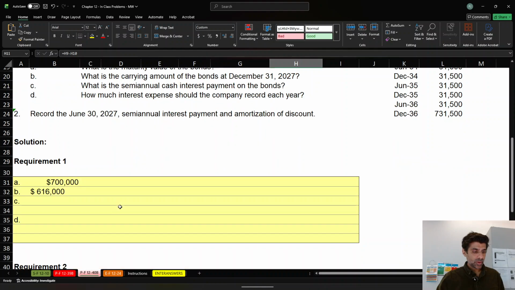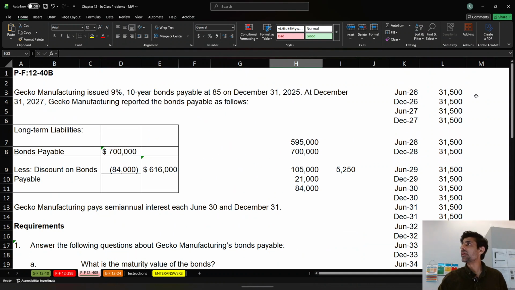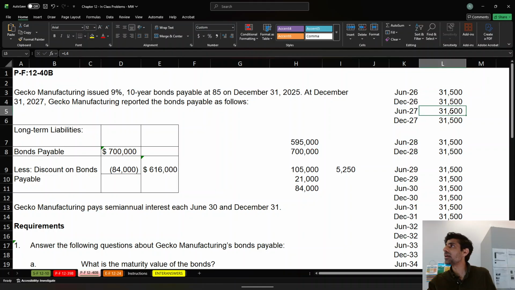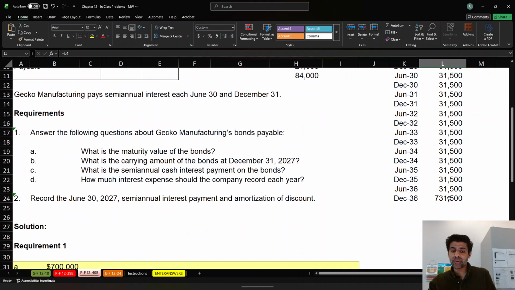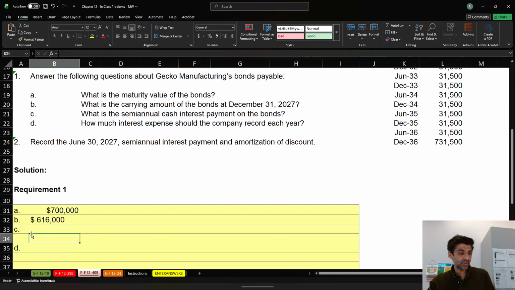Okay. So C, what is the semi-annual cash interest payment on the bonds? Well, we just saw here. What is the cash payment for every payment? How much cash is going out? It's just this amount. Again, the investor in the bond is going to receive this series of cash flows. This is the whole payment schedule. So the amount of cash that they will receive in their pocket is 31,500. Okay.